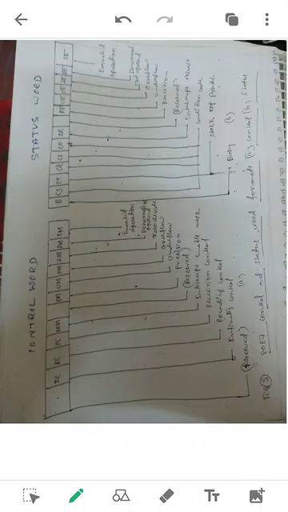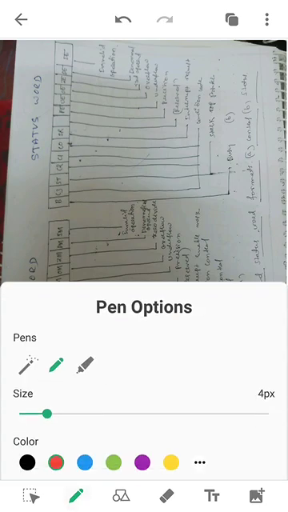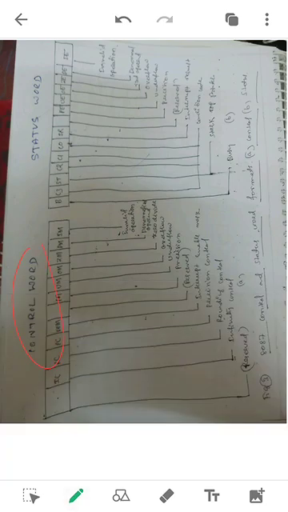Okay. Then let us see the control word register. Here you can see the control word register. This is the status word register of the 8087. So control register and status register, you can go through it. These are the registers that help with the 8087 operations.